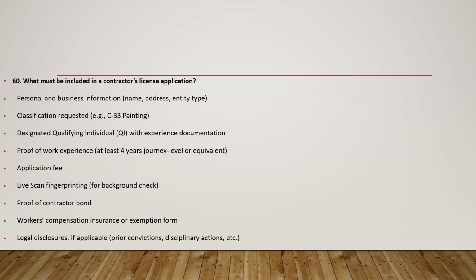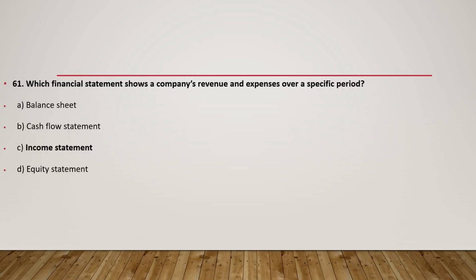Personal and business information: name, address, entity type. Classification requested, e.g., C33 painting. Designated qualifying individual, QI, with experience documentation. Proof of work experience, at least 4 years journey level or equivalent. Application fee, live scan fingerprinting for background check. Proof of contractor bond, workers' compensation insurance or exemption form. Legal disclosures, if applicable: prior convictions, disciplinary actions, etc.